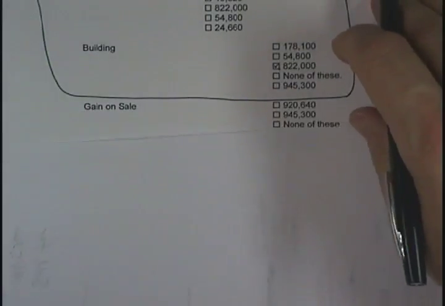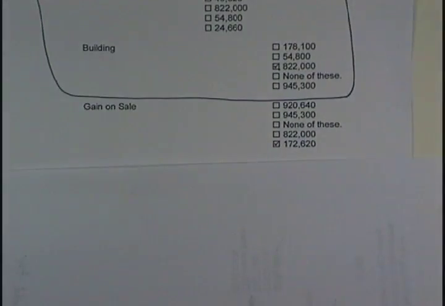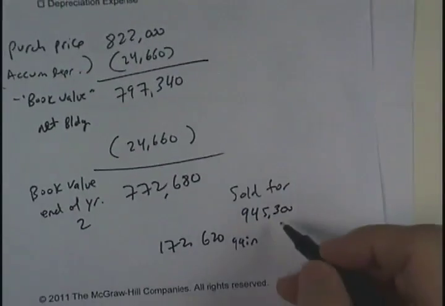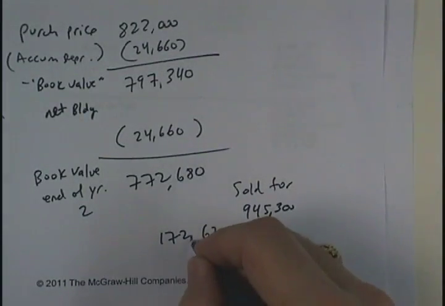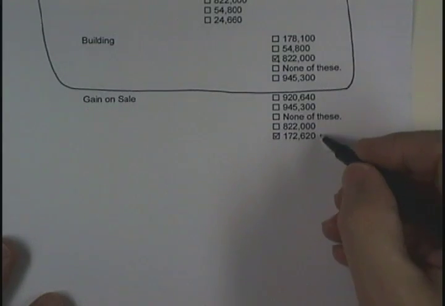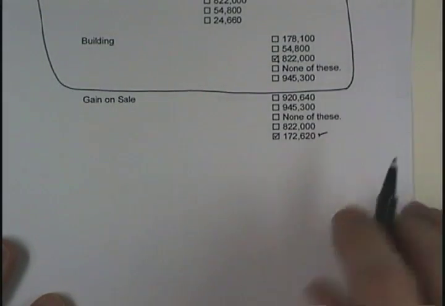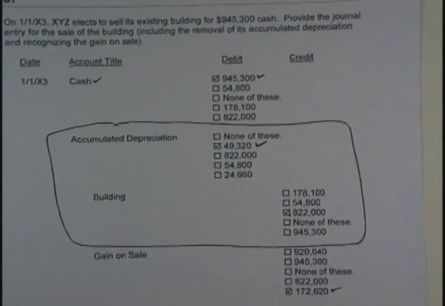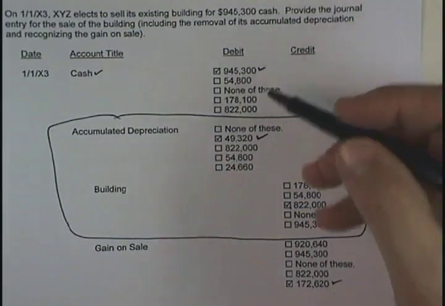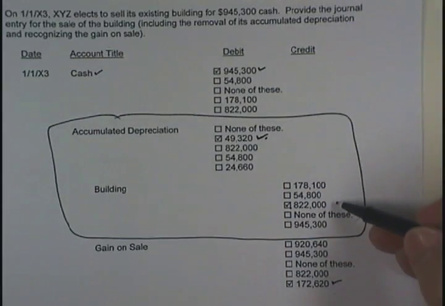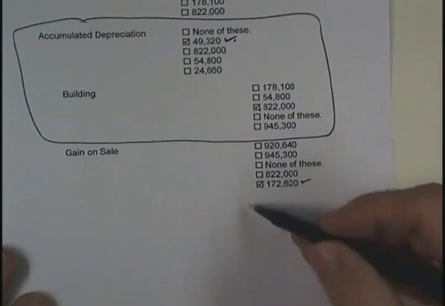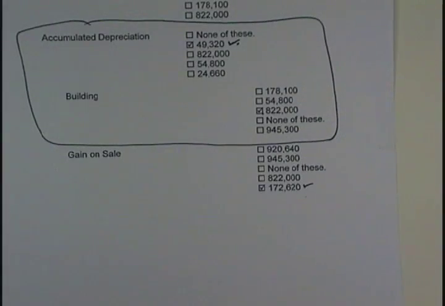And then the difference, not accounted for yet, is that gain of $172,620 because they sell the building for $945,300 and the book value is $772,680. The $172,620 is the gain, which is just like a revenue account or increase in equity or something like that. So to record the sale of the building, we debit cash to increase cash. We debit the accumulated depreciation to remove that contra asset account from the balance sheet, credit the building to remove it from the balance sheet, the original purchase price of the building. And in this case, a gain explained the difference, $172,620, just like revenue.